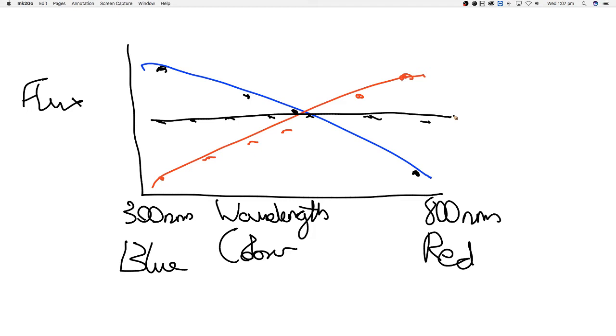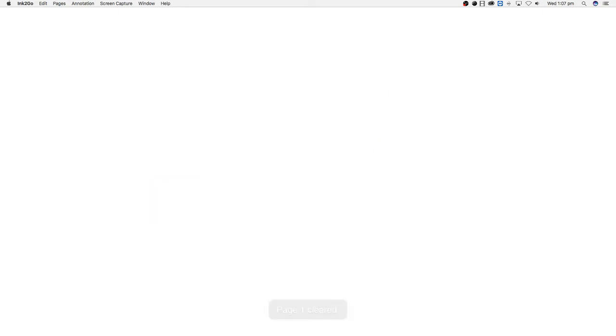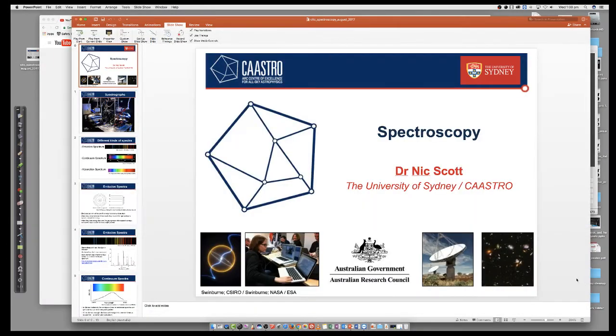Real spectra are a bit more interesting than this, and we're going to come in a minute to what exactly real spectra look like. This is the end of my little whiteboard tutorial. We've exhausted my drawing skills, I'm afraid. So now we're going to switch over to some slides I prepared earlier.